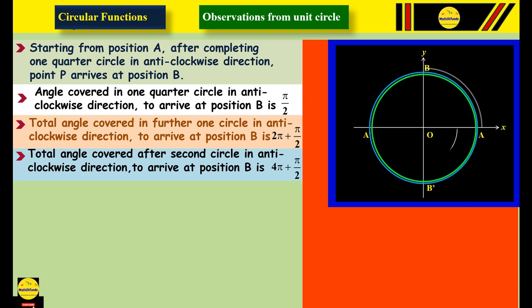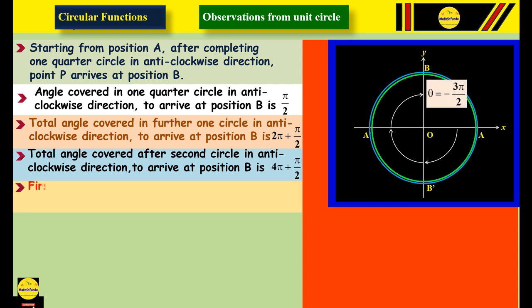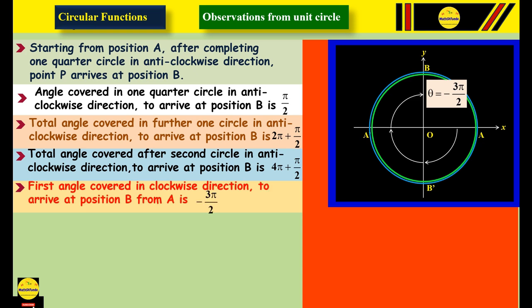If point P moves in clockwise direction, then what will happen? Then first, it will have to reach position B in clockwise direction. So clockwise direction means now 270 degrees it will have to cover, right? But in clockwise direction, so the angle will have to be kept with a negative sign. And 270 degrees is how much in radians? It is 3 pi by 2. So I will say point P reaches position B by moving in clockwise direction and it covers correspondingly angle theta equal to minus 3 pi by 2.